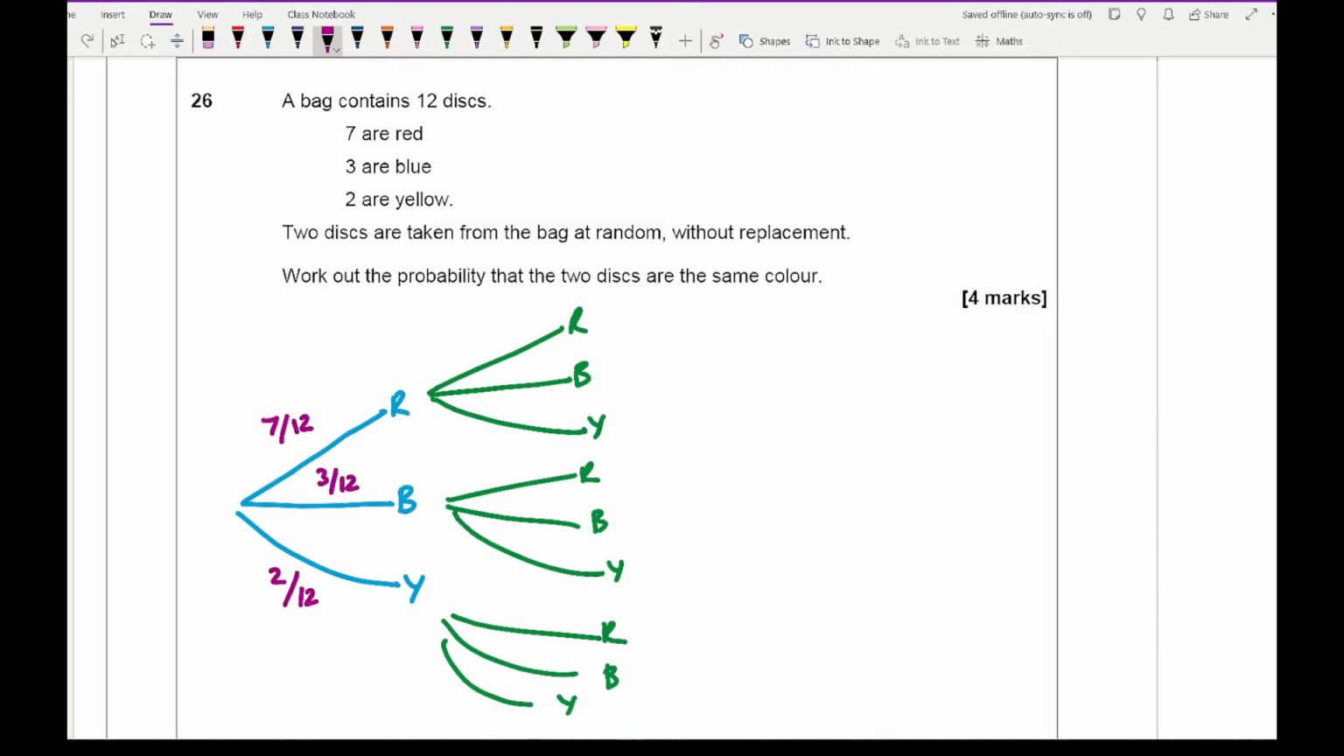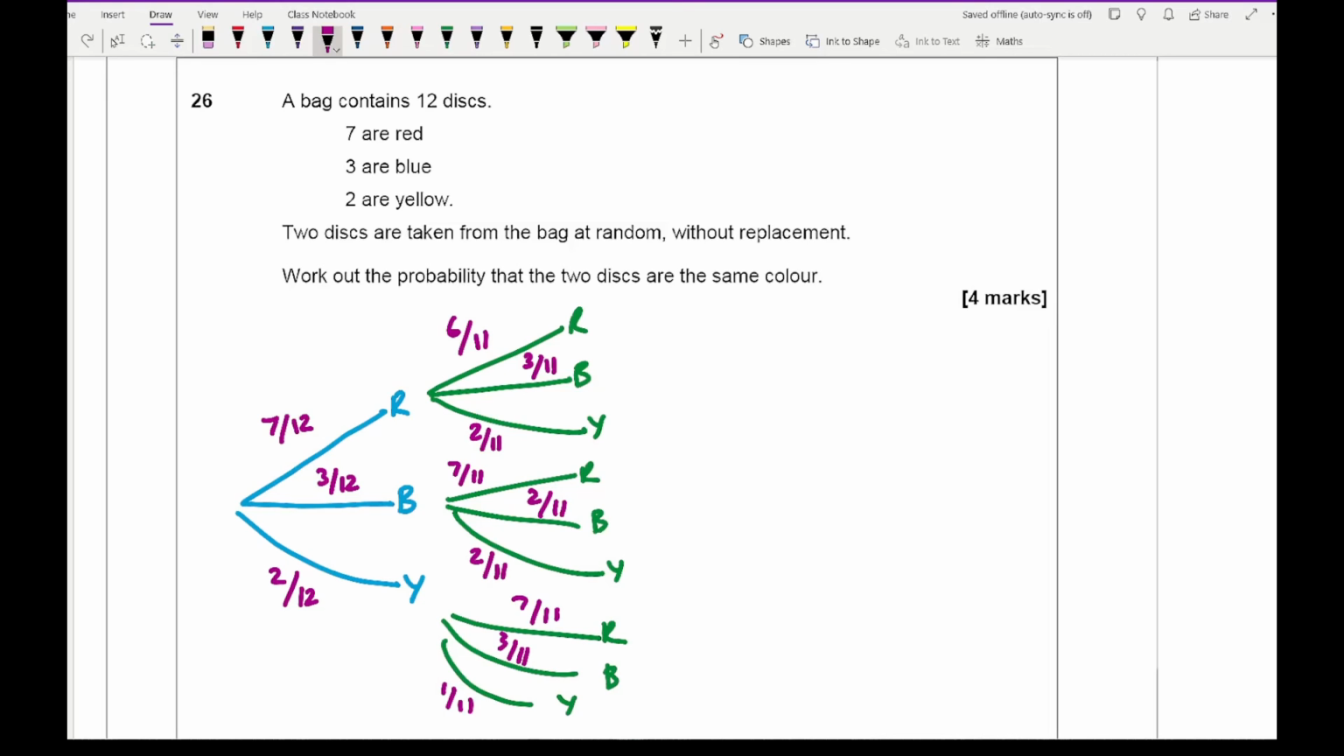So if I pick a red one first, that means I'm going to have 1 less red counter, and I'm going to have a total of 11. I've not picked any blue ones yet. If I've picked a red one first, that's going to be 3 over 11, and this is going to be 2 over 11. If I've picked a blue one first, it means I'm still going to have 7 red with 11 counters because one's already taken. I'm not replacing it. Blue, I've taken 1, so I'm only going to have 2 left, and I've got all the yellow ones left. If I've taken a yellow one first, I've got all the red ones. That should be over 11, not 12. Let me just correct that. Then blue, I've still got all the blues, so that's 3 over 11, but I've got 1 less yellow.